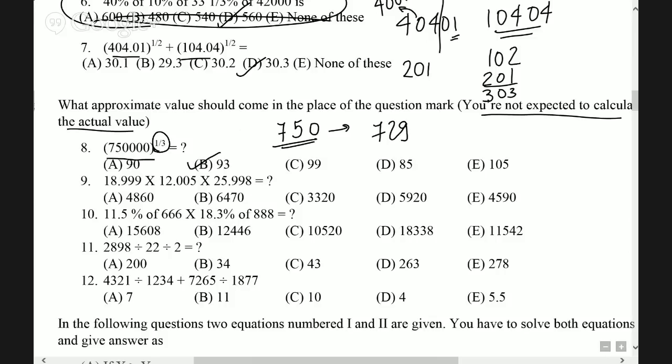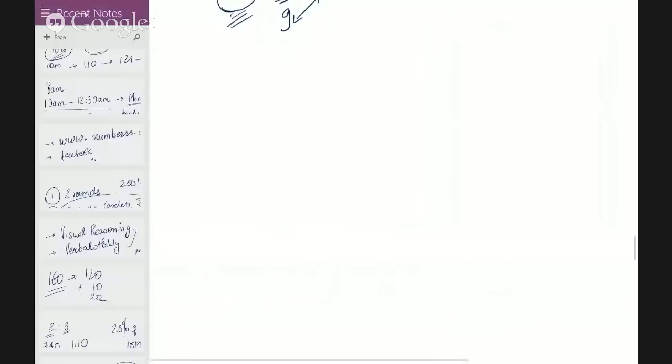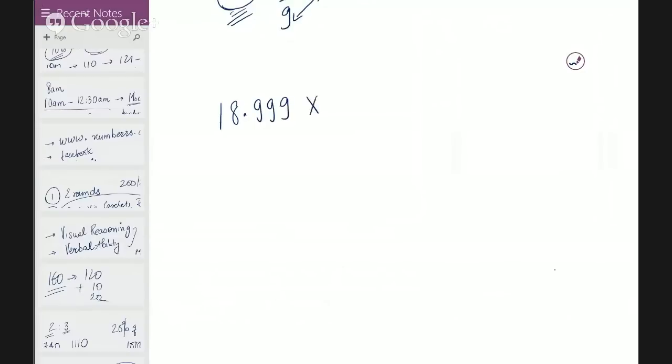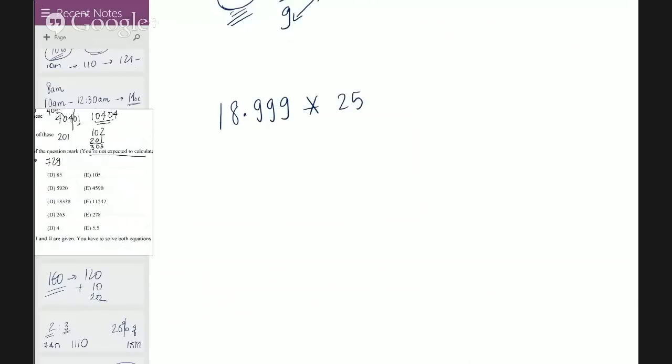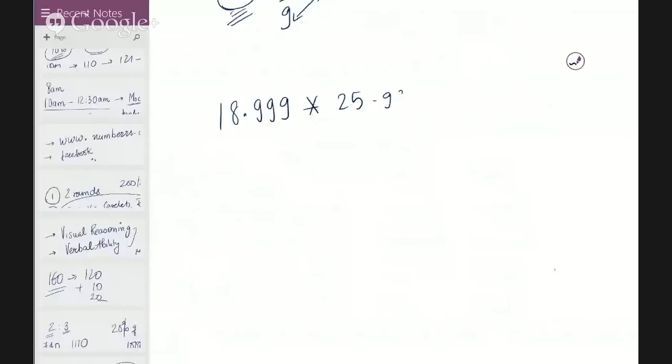Now the next one is even more beautiful. I've solved this in one of the previous videos. 18.999 into 12.005 into 25.998. So 18.999, I'll say it is 19. I write down 18.999 into 25.998 into 12.005.